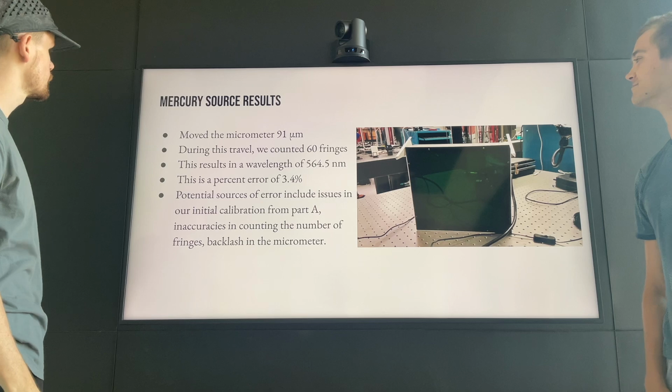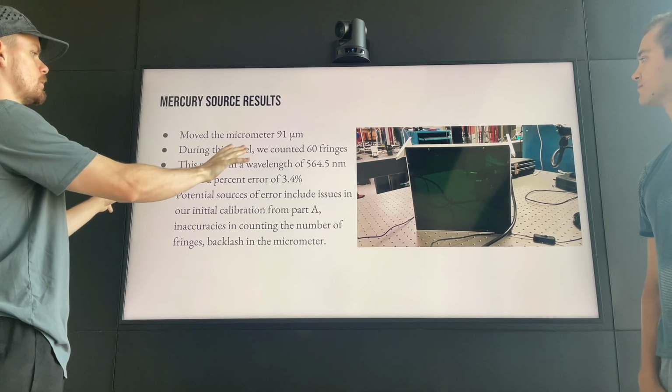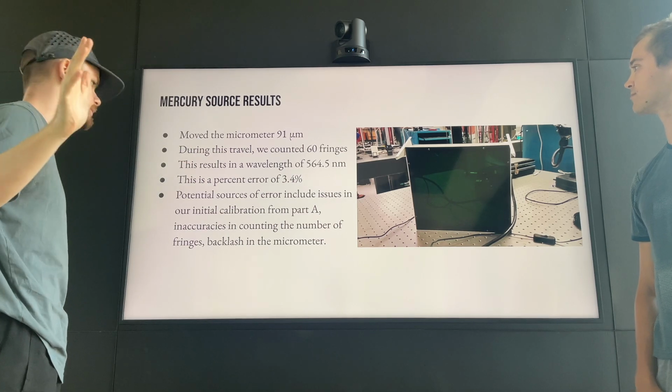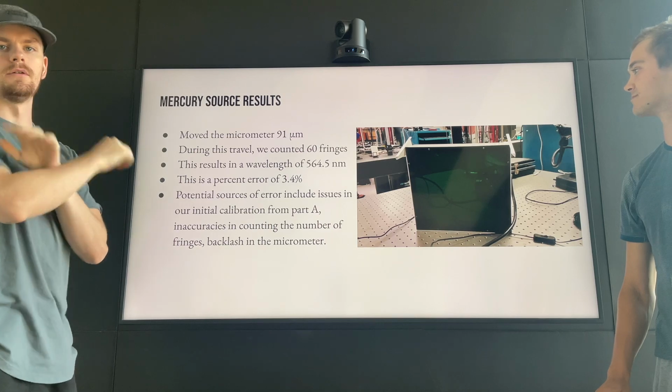Lastly, we come to our mercury source. We moved the micrometer 91 microns, and we counted 60 fringes. We found an experimental wavelength of 564.5 nanometers at a percent error of 3.4%. Again, the sources of error are identical.